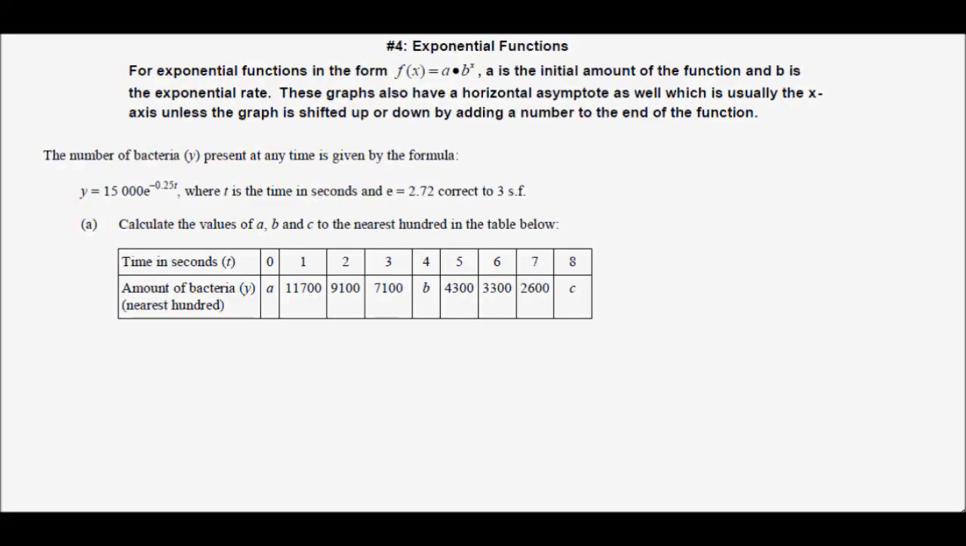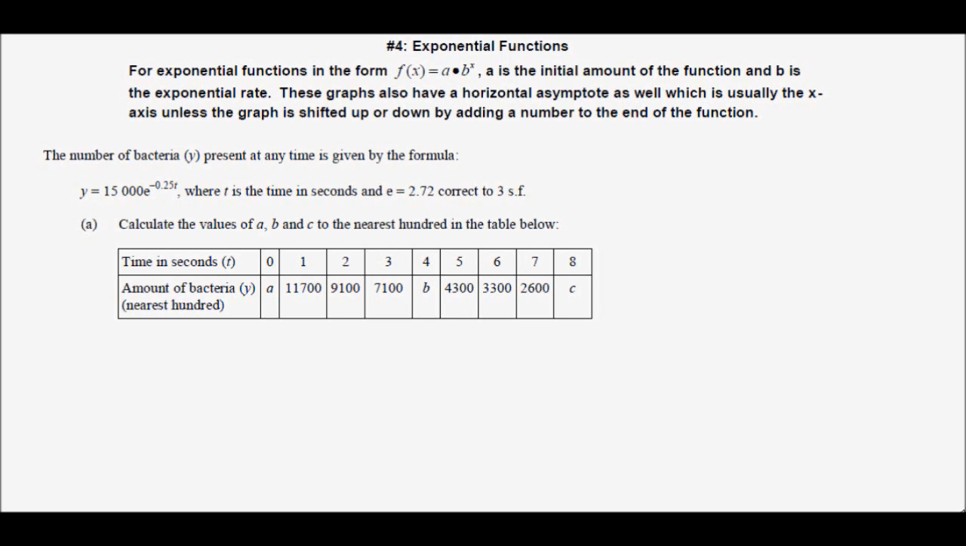All right, for section number 4 here, we're going to go with exponential functions. For exponential functions in the form of f of x equals a times b to the x power, a is the initial amount of the function, and b is the exponential rate. These graphs also have a horizontal asymptote as well, which is usually the x-axis unless it's shifted up or down.